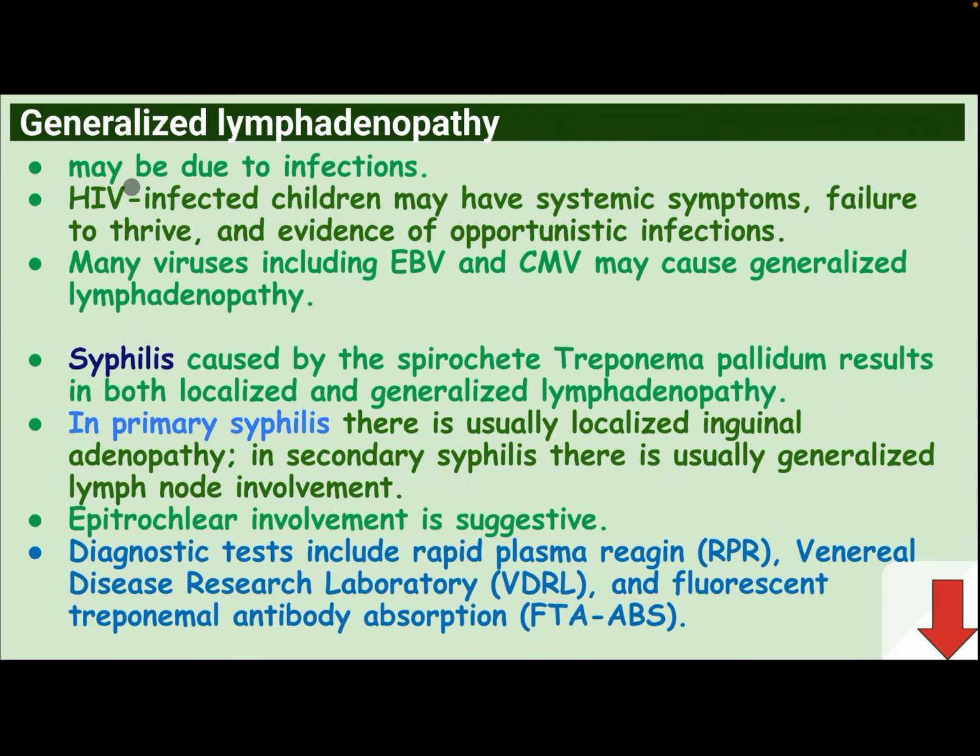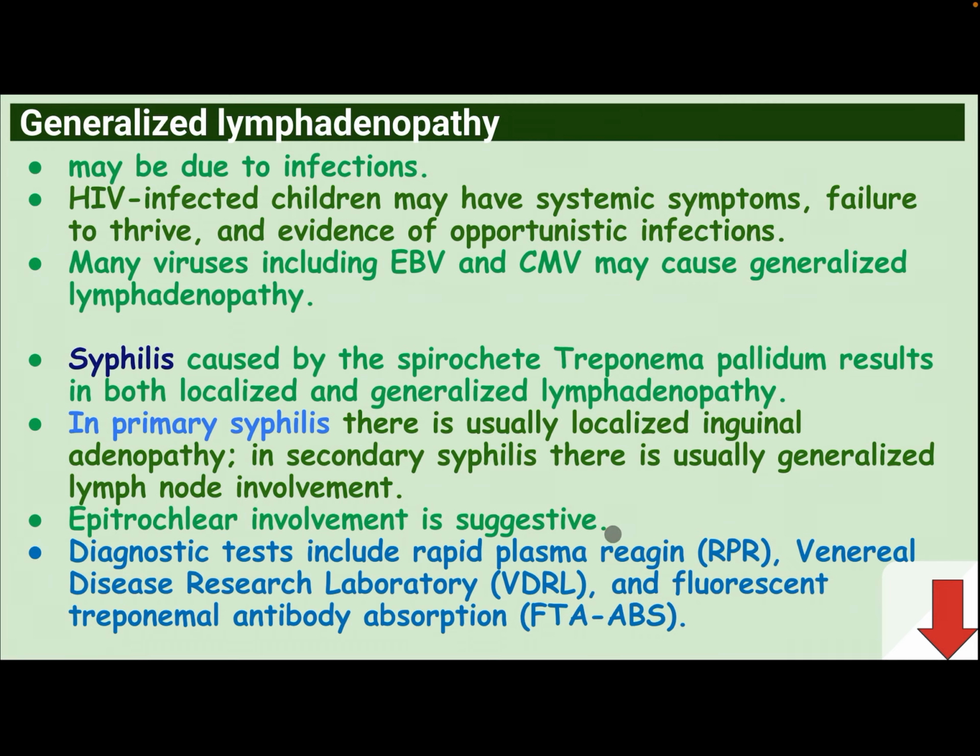Generalized lymphadenopathy may be due to infection. HIV-infected children may have systemic symptoms, failure to thrive, and evidence of opportunistic infections. Many viruses, including Epstein-Barr virus and cytomegalovirus, may cause generalized lymphadenopathy. Syphilis, caused by the spirochete Treponema pallidum, results in both localized and generalized lymphadenopathy. In primary syphilis, there is usually localized inguinal adenopathy. In secondary syphilis, there is usually generalized lymph node involvement.